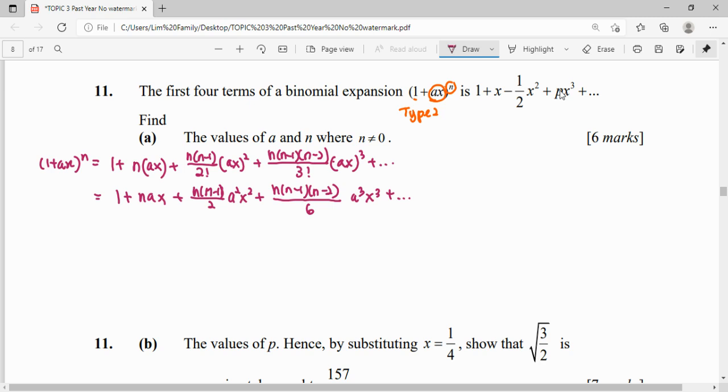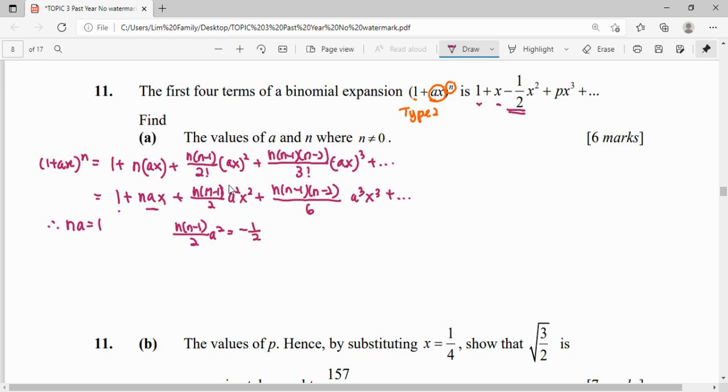So now we can compare. This is our answer, where 1 is equal to 1 here. And then for the coefficient of x, it is equal to na. So the coefficient here is 1, which means that we can find out the first information, na equals to 1. Then for x squared, the coefficient here is equal to negative 1 over 2.